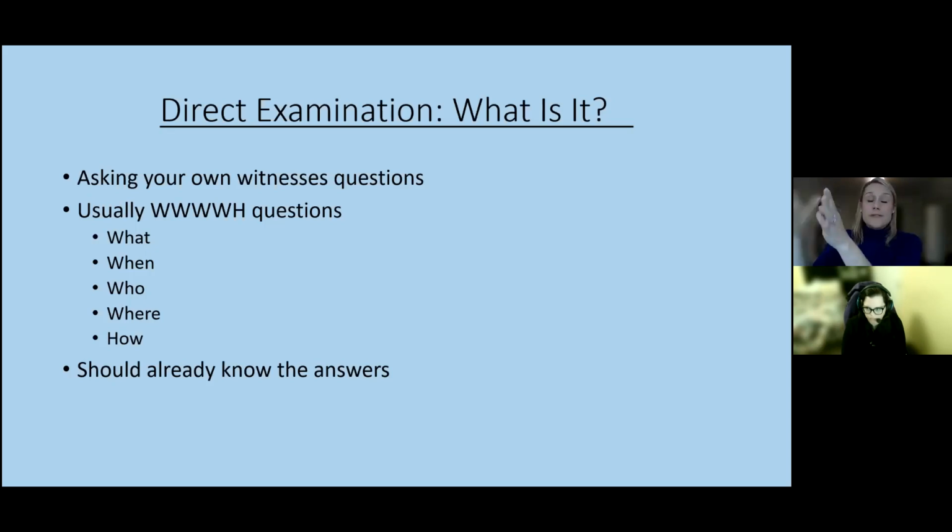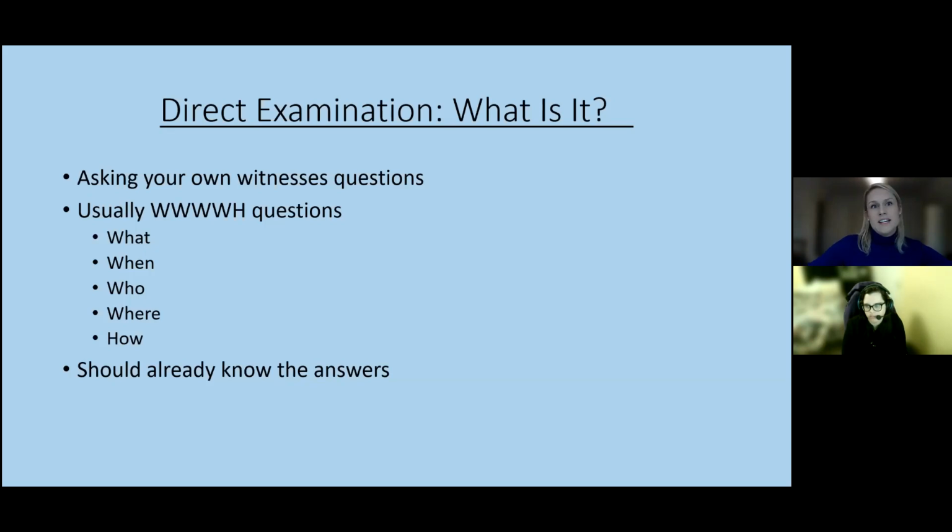Then the defendant puts on their case. They bring up their witnesses, direct 1, cross 1, direct 2. So that's the way that the trial is structured. And then closing. So it's really important to understand the purpose between direct and cross.